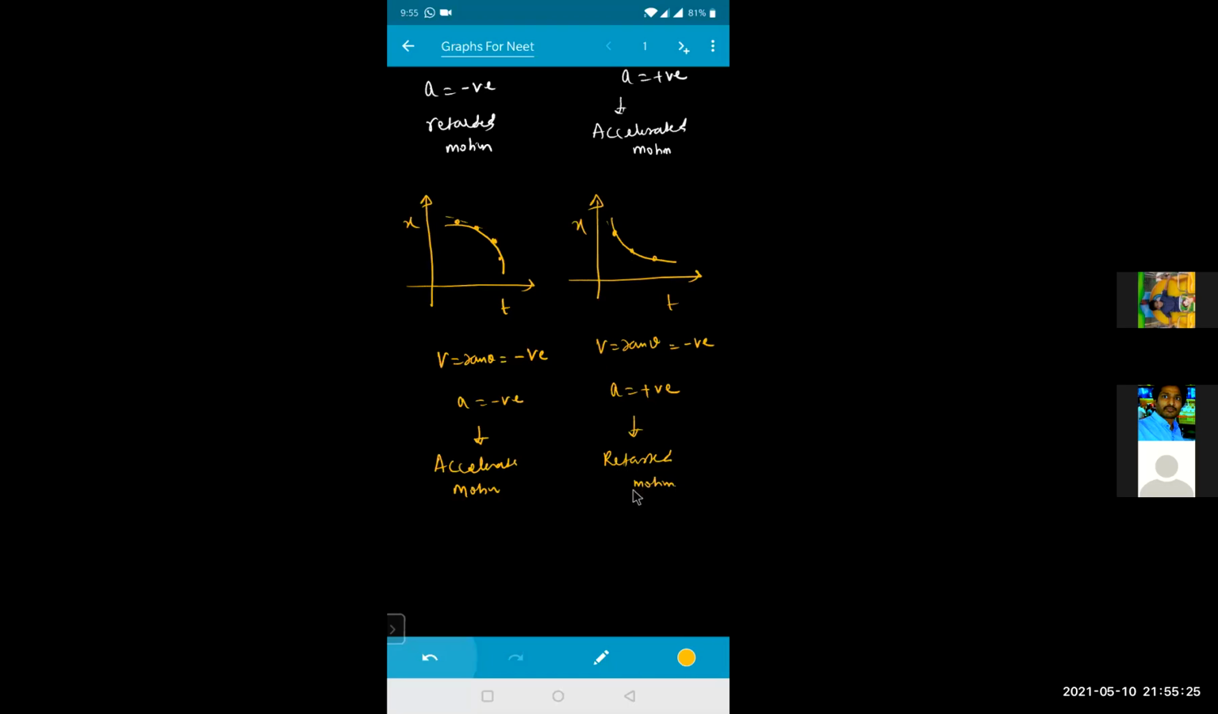Is it clear for everyone? Yes, sir. So like that, we have different types of graphs. Beta, roughly I have told you for the x versus t graph. You can also take acceleration and velocity graphs and try to simplify the numericals related to that. Is it clear for everyone? Any doubt in this one, to anyone?